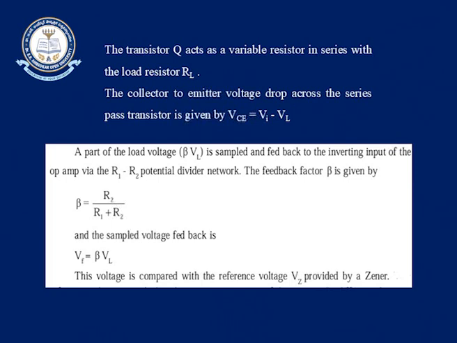Also, the sampled voltage which is fed to the operational amplifier is Vf equals beta into VL. What is meant by Vf? Vf is the feedback voltage, beta is the feedback constant and VL is the load voltage. This voltage is compared with the reference voltage, the Zener voltage Vz, which is provided by the Zener diode.